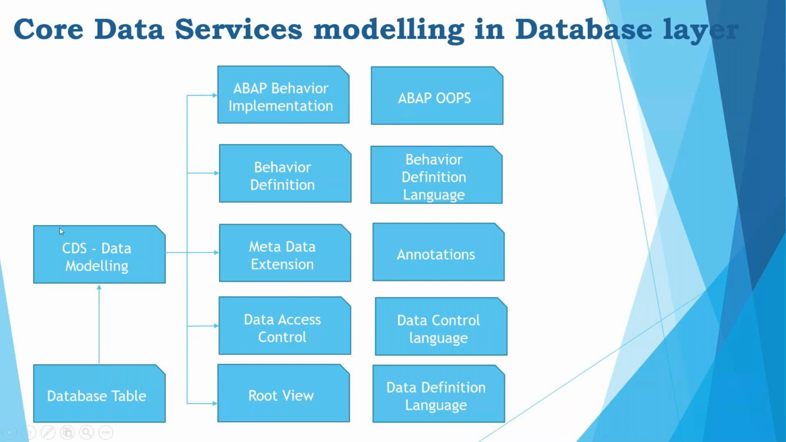Okay. Then once we create a CDS view, we create a root view. This is also a CDS view where we are going to get the data. Then to restrict the data to the users, we use data access control. To add the UI annotations to the Fiori app, use metadata extensions. If you want to create a record, delete a record, update a record, do some actions, validations, verifications, everything we are going to define in the behavior definitions. And we will be writing OOPS ABAP code in the ABAP behavior implementation based on the behavior definitions.